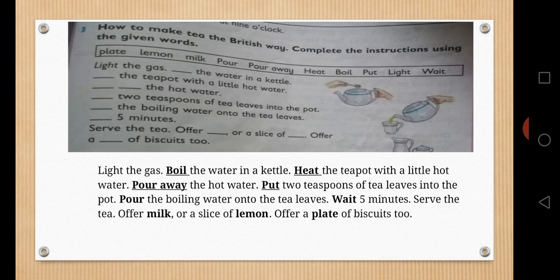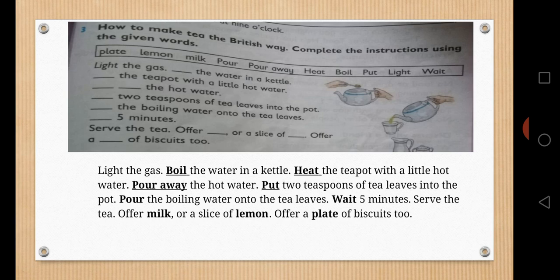That's very interesting, students, because in these slides, you will learn how to make tea the British way. You are given the words in the box and you will have to put them in a correct order. So how will you make the British tea? First, light the gas, boil the water in the kettle, heat the teapot with a little hot water, then pour away the hot water. Put 2 teaspoons of tea leaves into the pot.